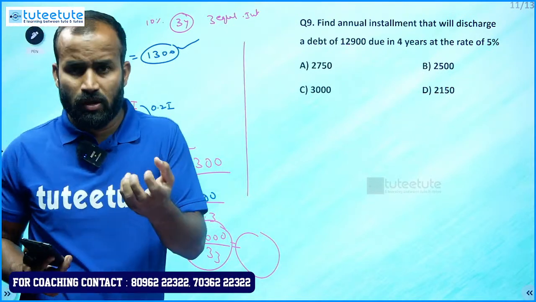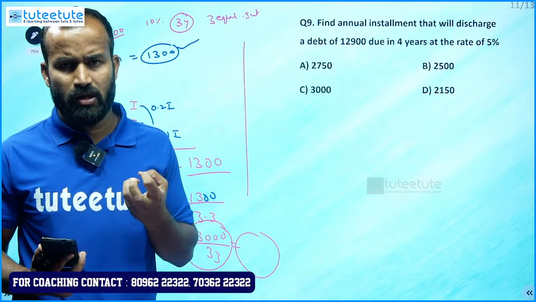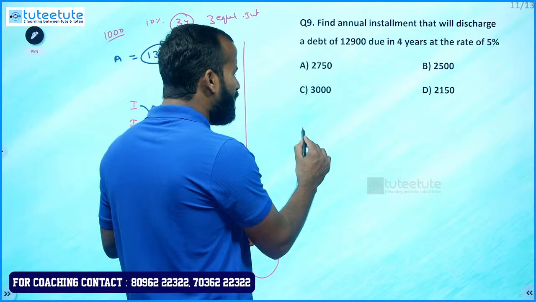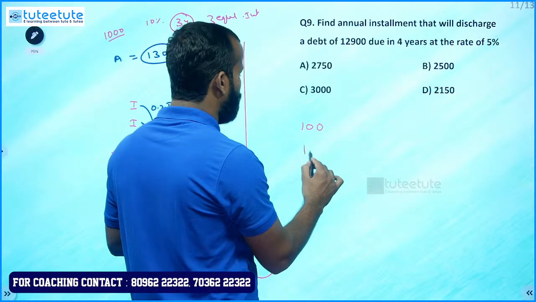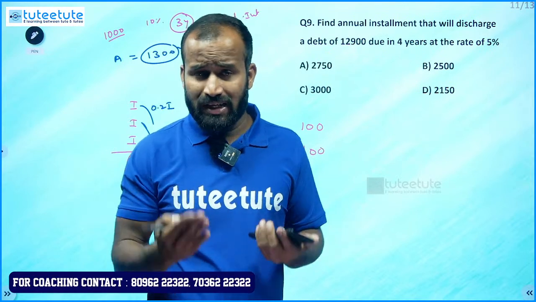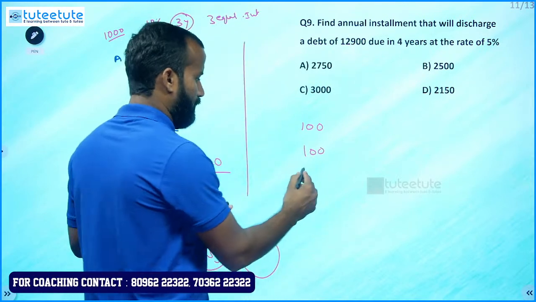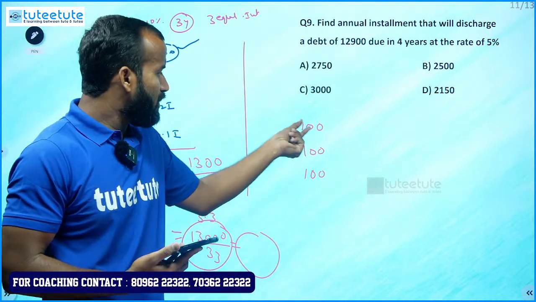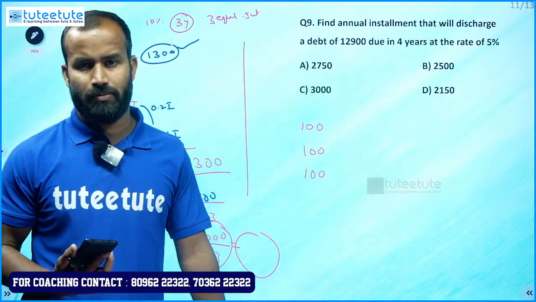How we will solve simple interest installments, just try to understand the very easy way. See, I am assuming here each installment is 100. Before I assumed each installment is I. Here I am assuming each installment is 100. 100, 100, so 3 installments, so 300. This is one installment, this is one installment, this is one installment.